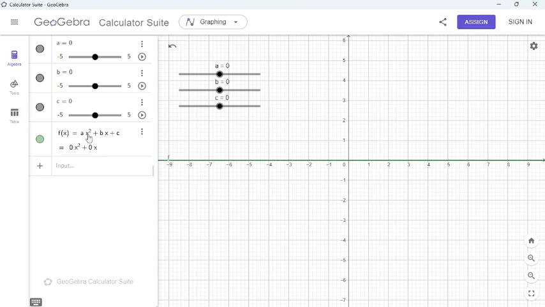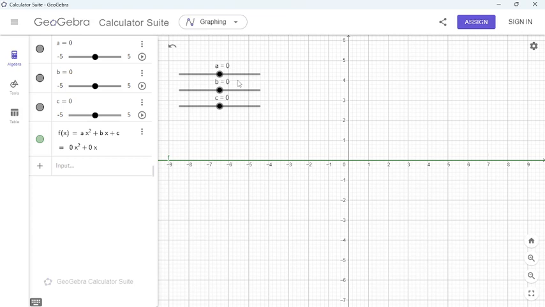f of x equals ax squared plus bx plus c, where a, b, c are the coefficients, or the parameters of our equation. Right, where do we start? We can start by changing the value of a and see the effect.